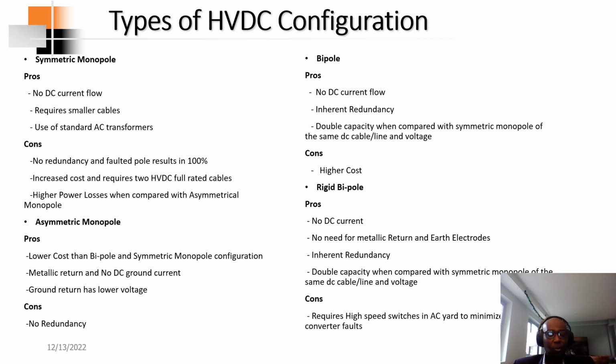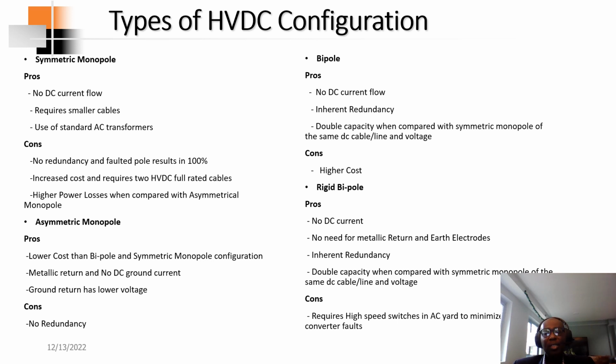For asymmetric monopole, which is the most basic, it has a lower cost. The pros compared to symmetric monopole and bipole are that it has only one conductor, and the other conductor is a metallic return, and also there's no DC ground current. Also, the ground current has a lower voltage. And the metallic return is rated at a much lower voltage, which introduces additional cost savings. On the cons, there's no redundancy, just like the symmetric monopole.